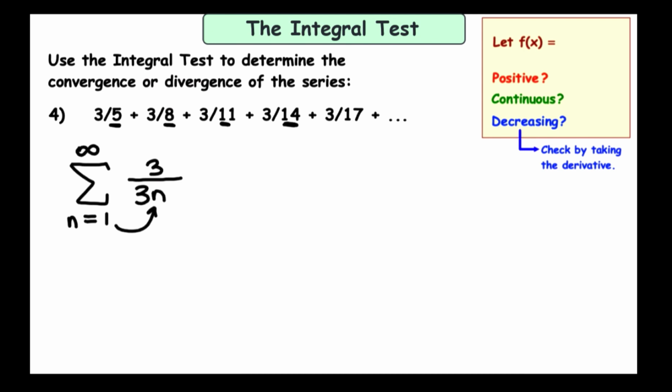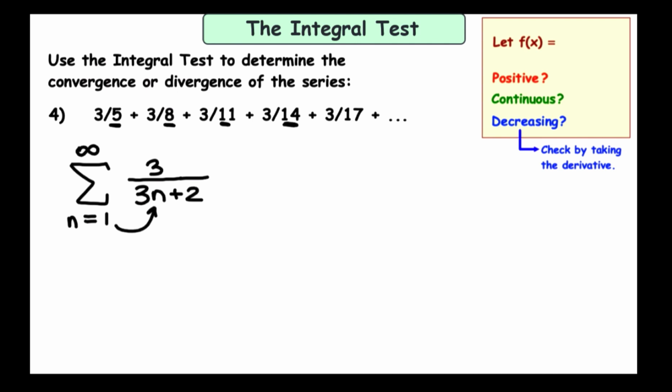So no worries, I'll just throw a plus 2 on that and make it look the way I want it to. Now when you plug the 1 in, you do get 3 over 5. When you plug the 2 in, you do get 3 over 8. So that works. So I had to come up with my own formula first. That was challenging.